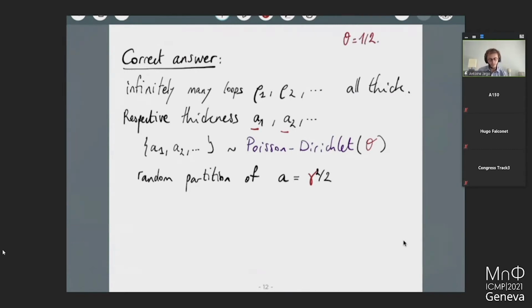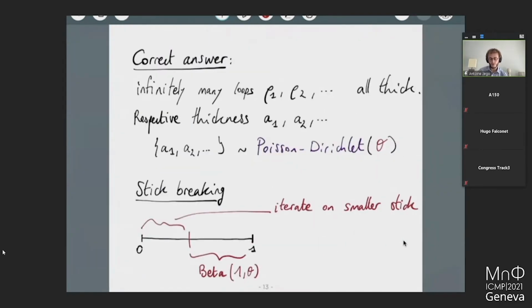So what does this mean, a Poisson-Dirichlet distribution? We have a random partition of a, where a is actually equal to gamma squared over 2. Gamma was the GMC parameter. Remember that Liouville measure is the exponential of gamma times h. And so we have a random partition of a, and this is the Poisson-Dirichlet distribution.